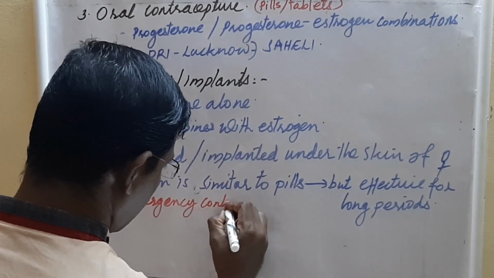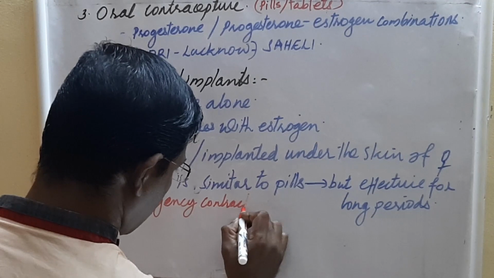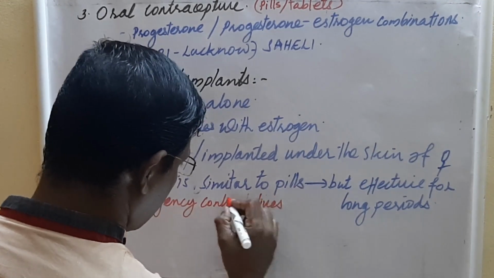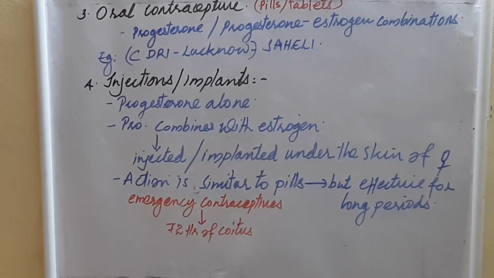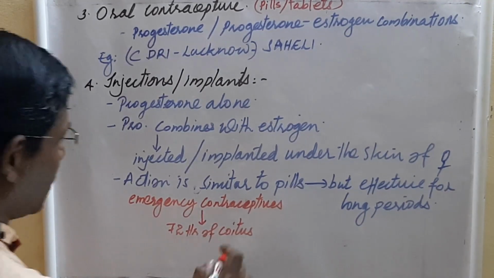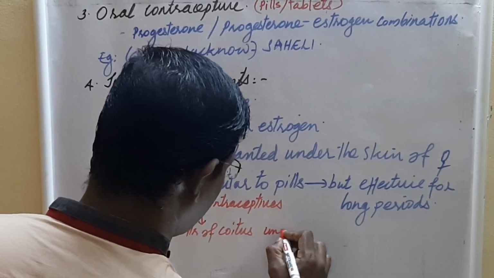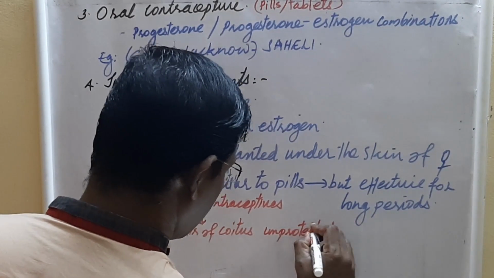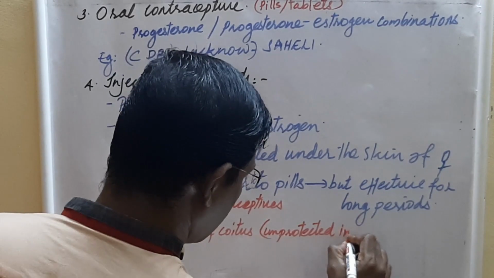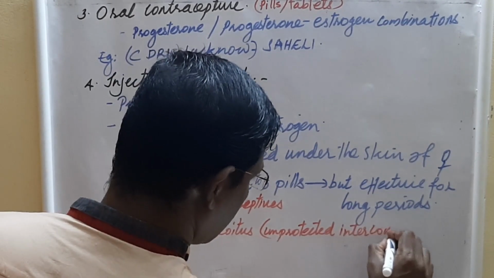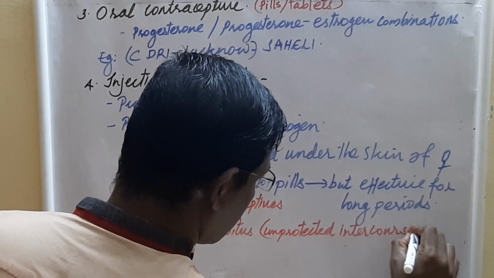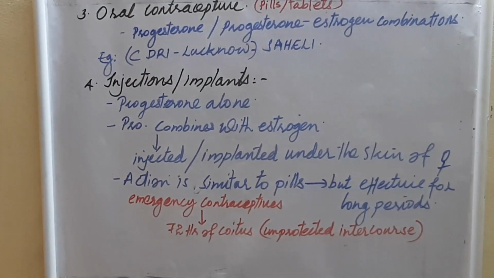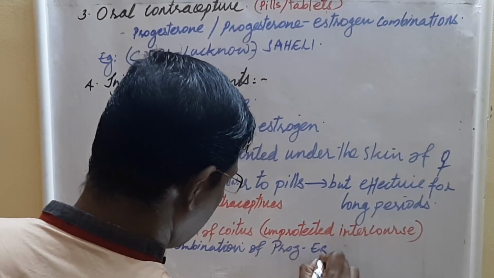In addition to this, emergency contraceptives are also there. It could be taken within 72 hours of coitus in unprotected intercourse. These are also combinations of estrogen and progesterone.